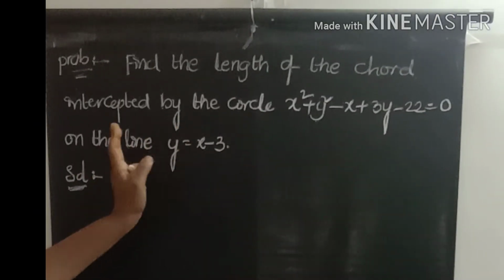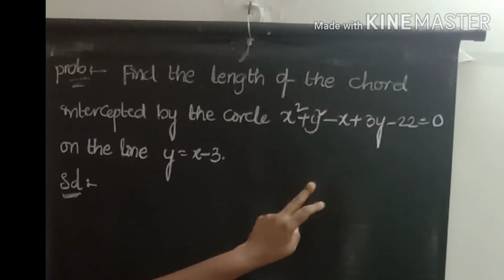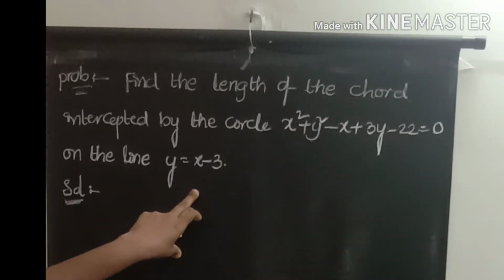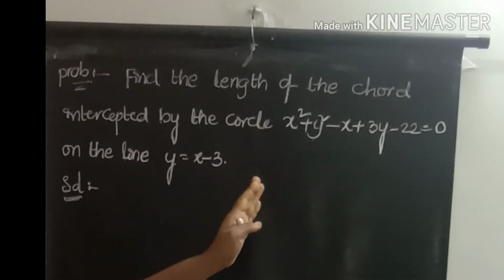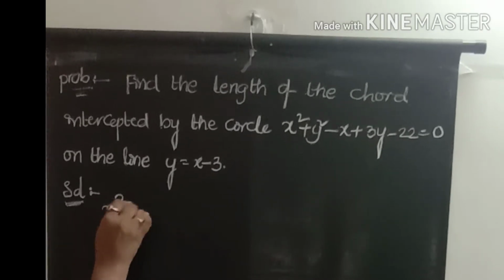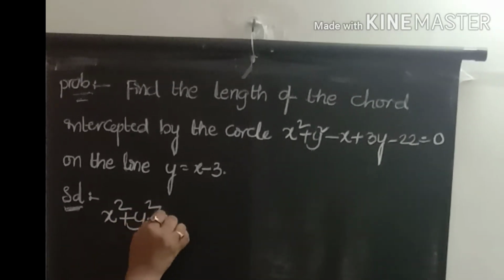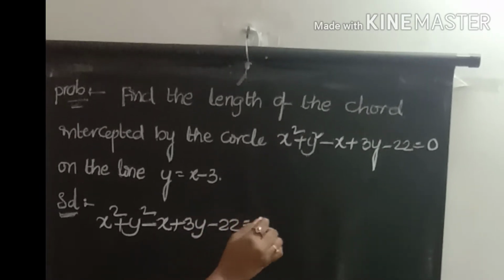Find the length of the chord intersected by the circle x square plus y square minus x plus 3y minus 22 is equal to 0 on the line y is equal to x minus 3. Find the length of the chord. The length of the chord formula is 2 root R square minus D square. So first we take the given circle, x square plus y square minus x plus 3y minus 22 is equal to 0.